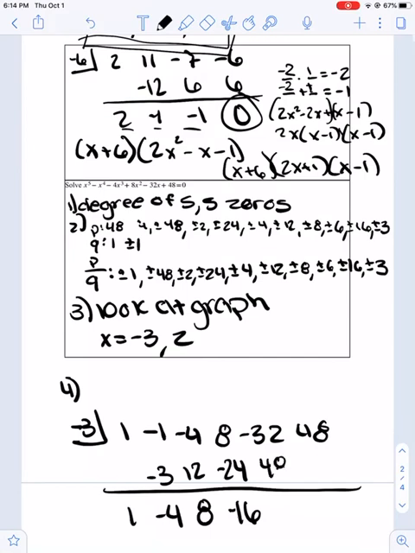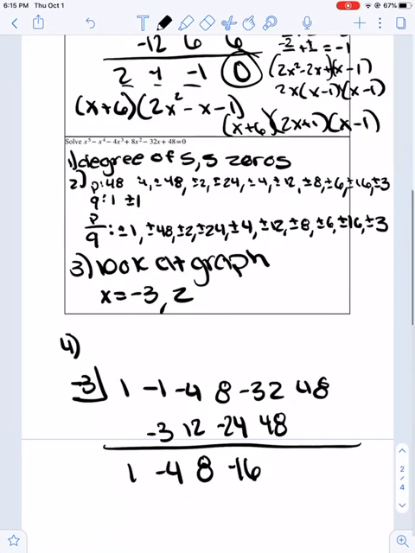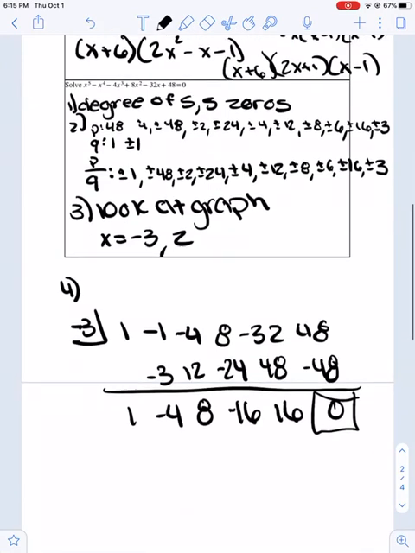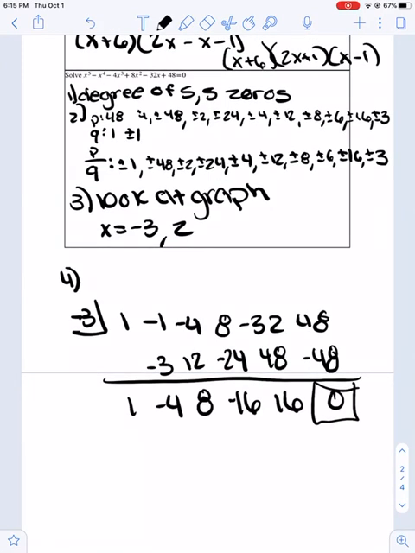-16 times -3 is 48. 48 plus -32 is 16. 16 times -3 is -48. Sorry, the remainder is 0. So that ended up being a factor. So we had, and remember, write it as the opposite when you put it in the parentheses of the x minus c form. And then rewrite our coefficients here and drop your highest degree.